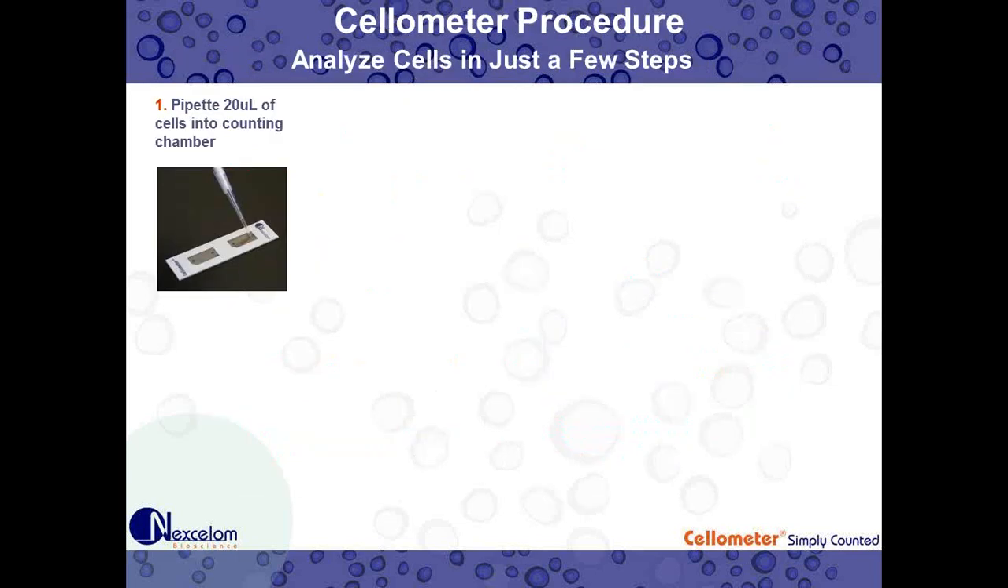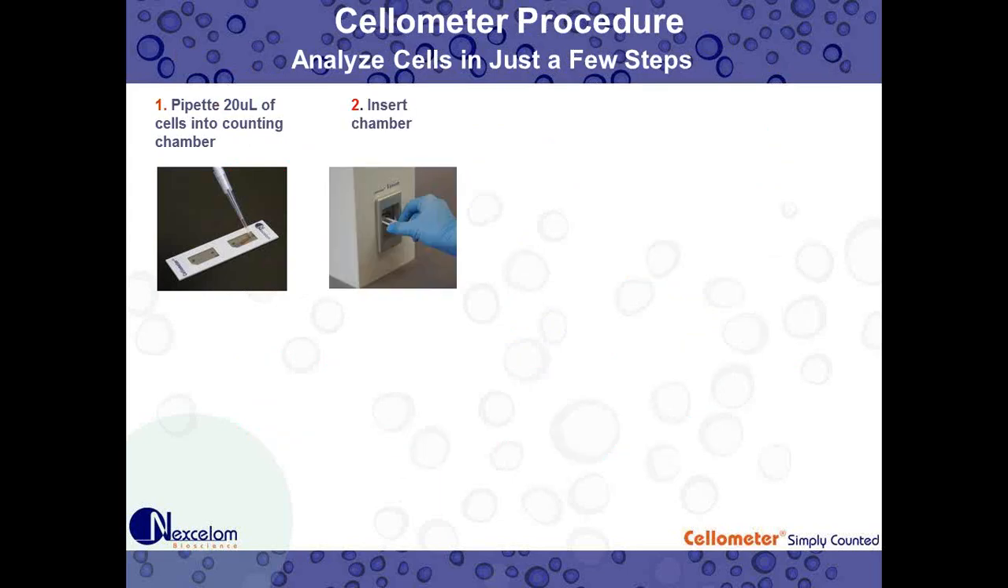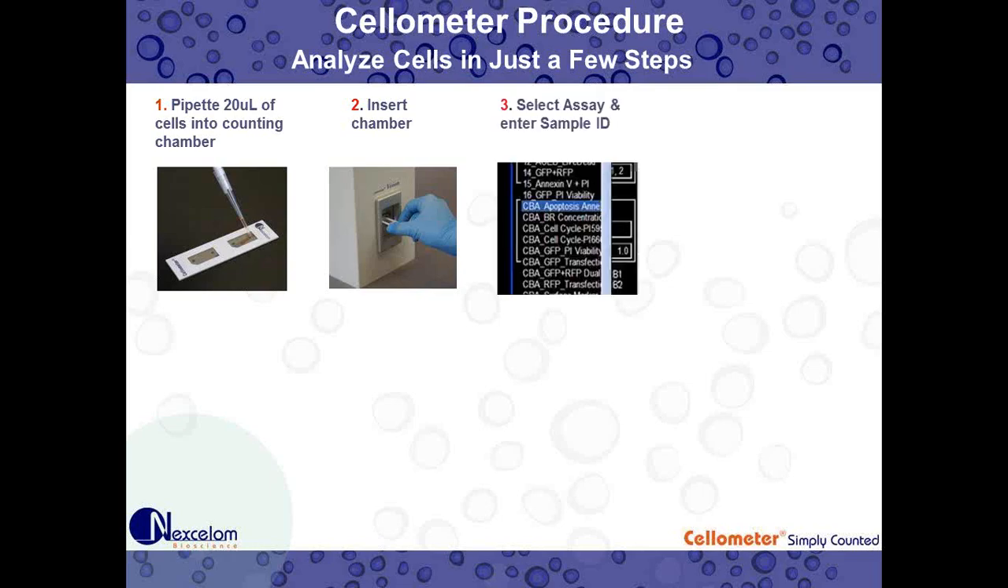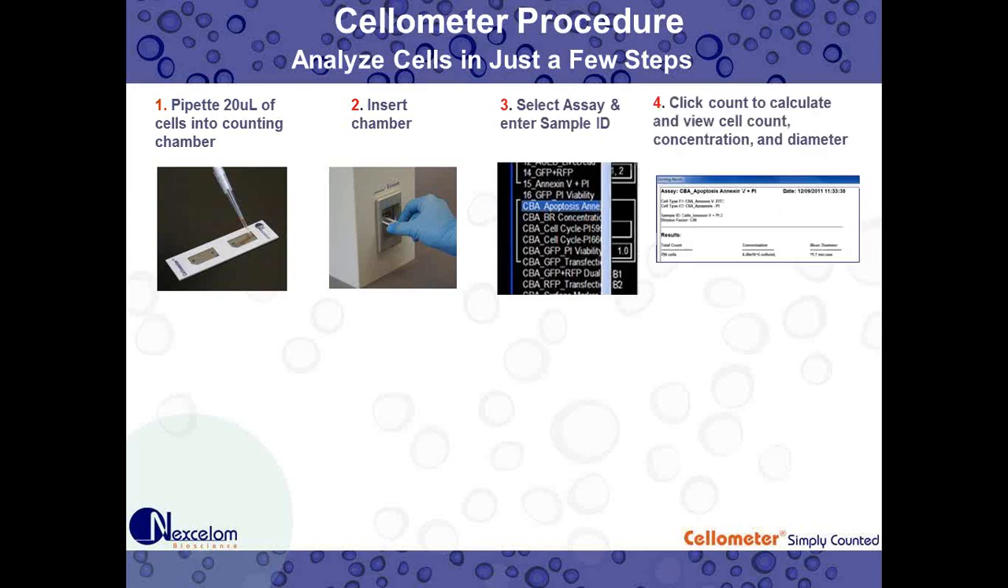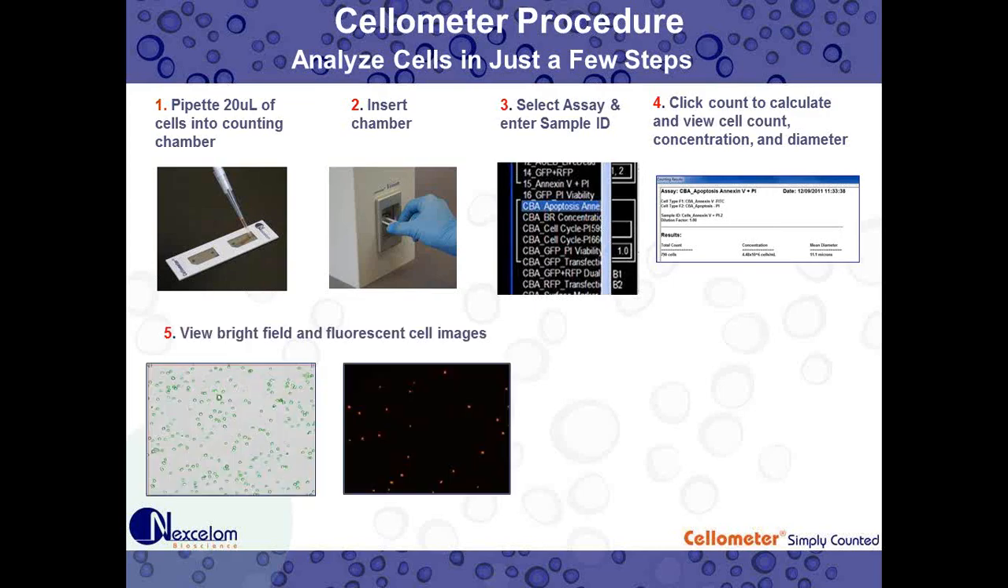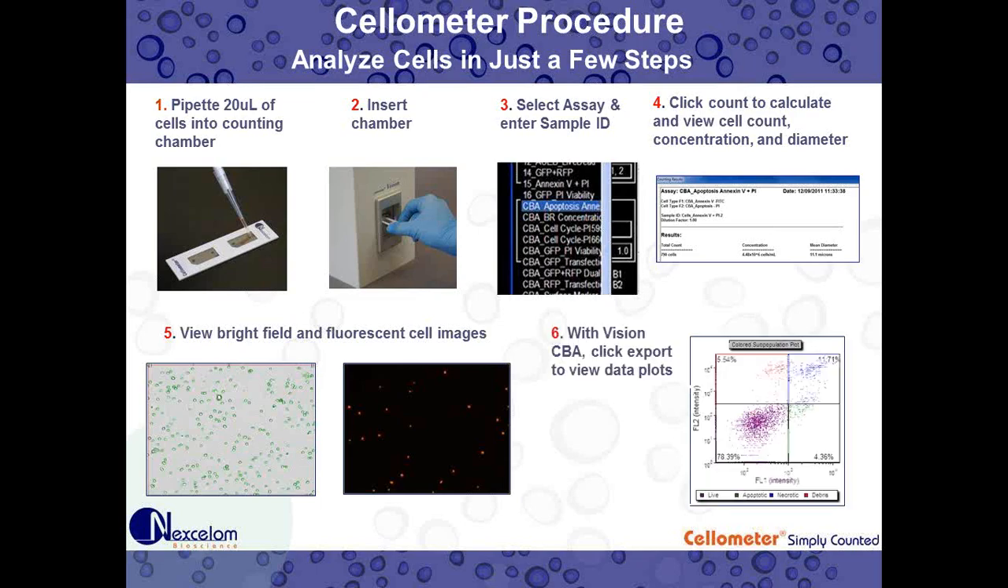So I'll take you through a little bit of the procedure. You start by adding 20 microliters of your stained cell sample into the counting chamber. We insert that chamber into the Cellometer instrument. Then select our assay and enter our sample ID. And we click count. And within 30 seconds to 2 minutes, depending on the assay, we have the cell count, concentration, and diameter, and all of our data. We can view bright field and fluorescent images if we have a fluorescent model. And with the Vision CBA and FCS Express, we can click export and get our advanced data plots and histograms.